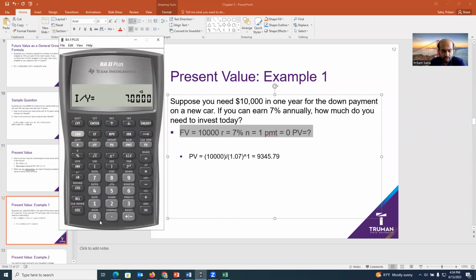Present value is what we need to calculate, so don't type anything. Payment is 0. Future value 10,000. You're going to receive that, so it's positive. You see that 9345.79? This is negative. This doesn't mean a negative value. It means an investment from your end, an outflow from your end, okay? So 9345.79. Make sense?